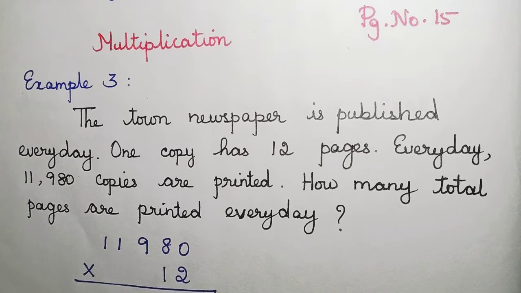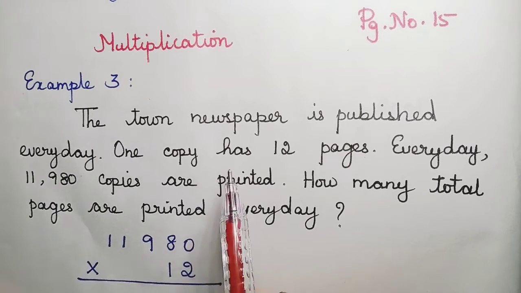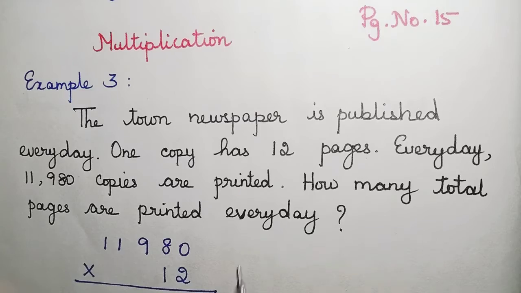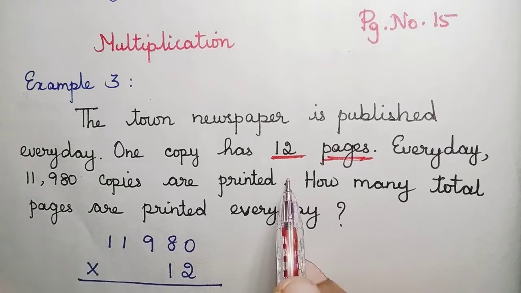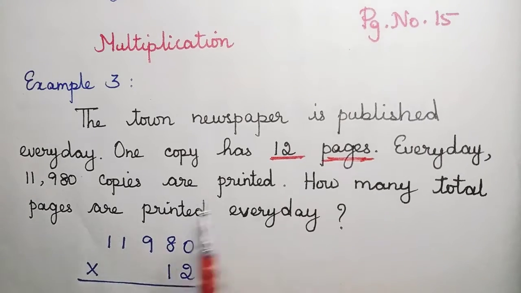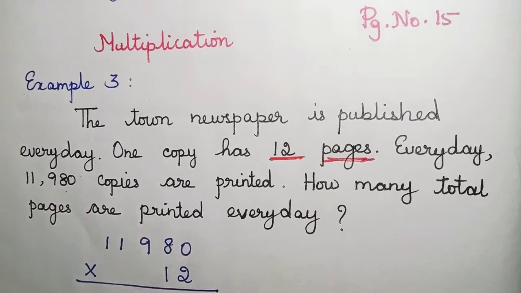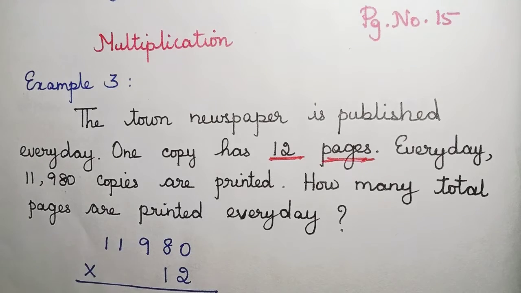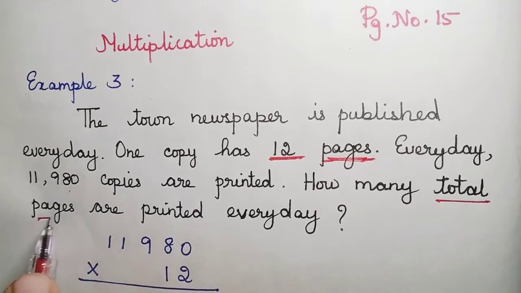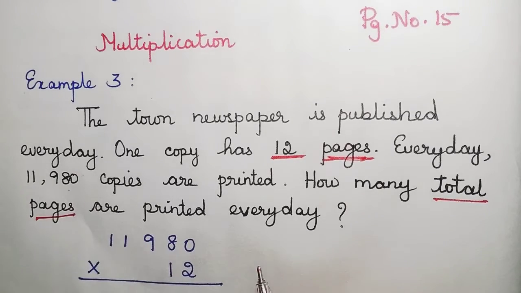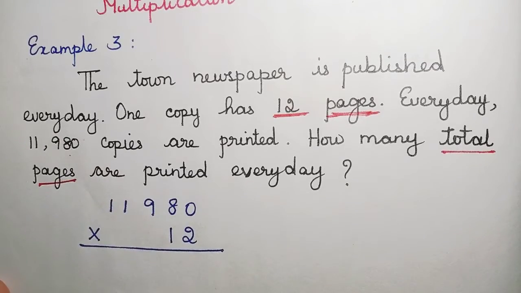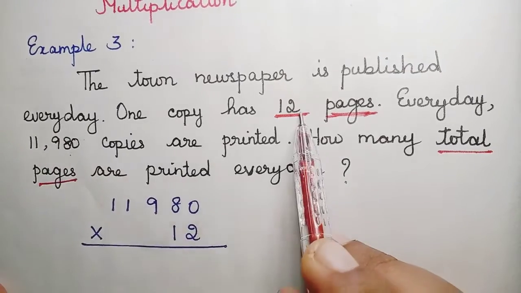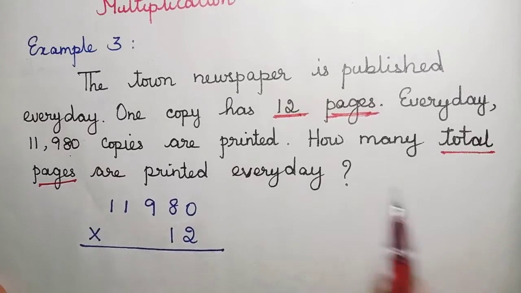So a newspaper publication is there, and it is publishing newspapers daily. One copy of the newspaper has 12 pages. When you buy a paper, you get 12 pages. Each day 11,980 copies were printed. They are asking how many total pages they are printing daily. So how will you find the answer? You have to just multiply 11,980 with 12. I think you can understand the concept.